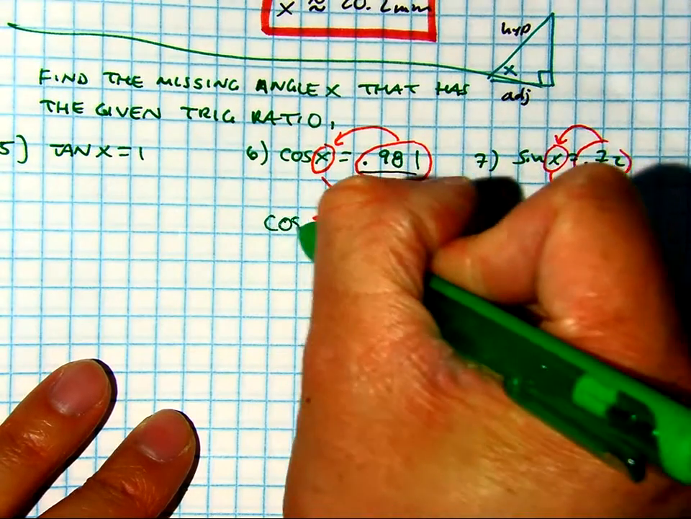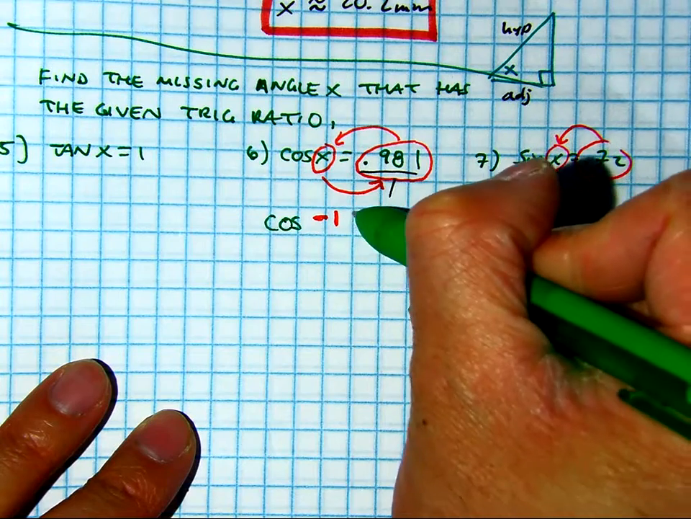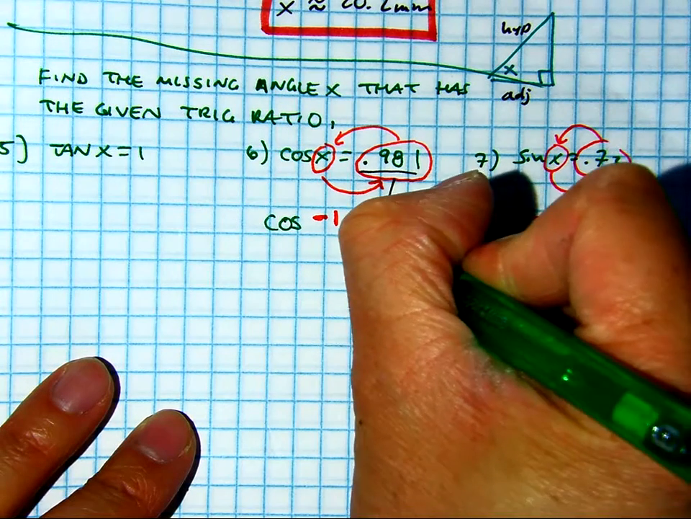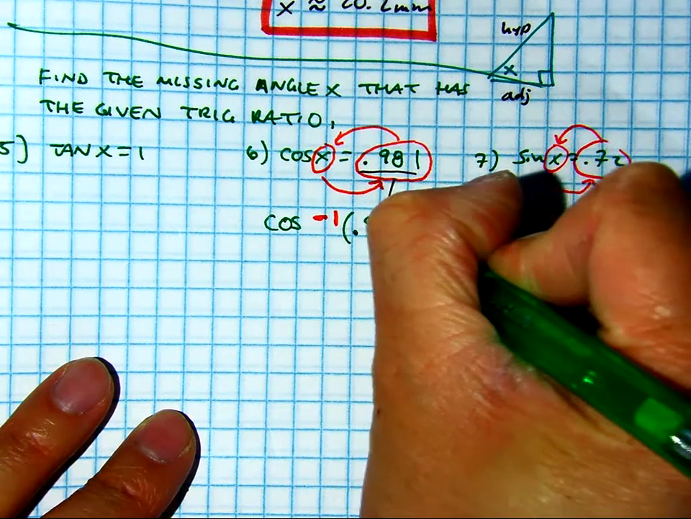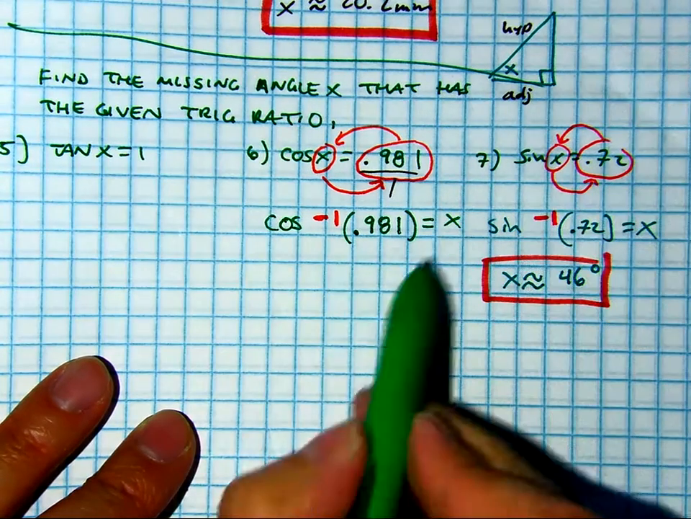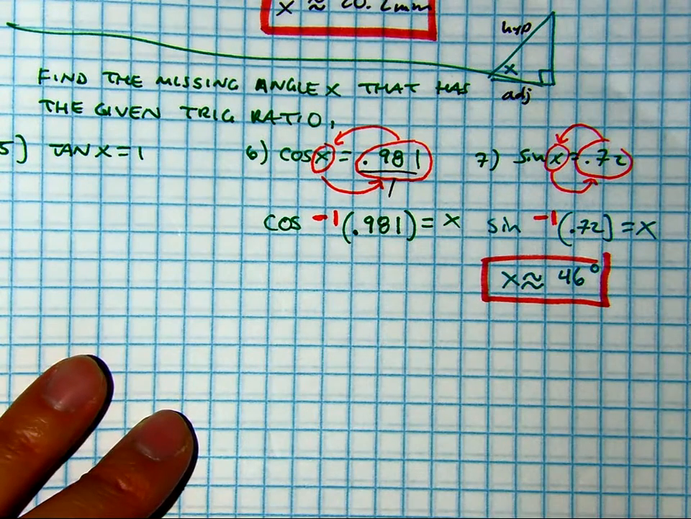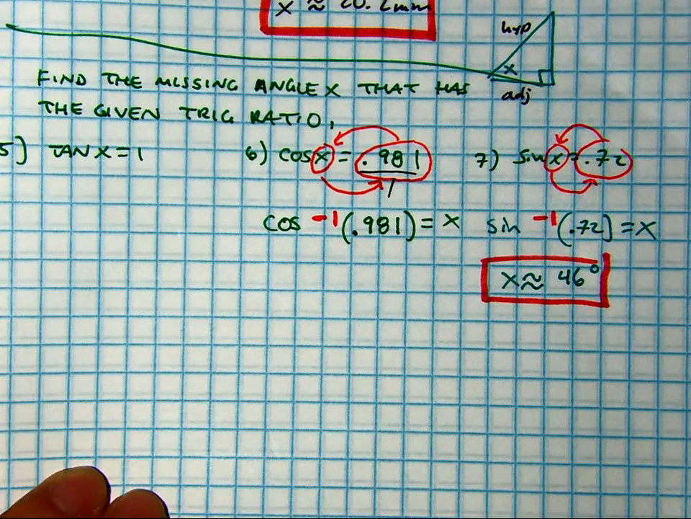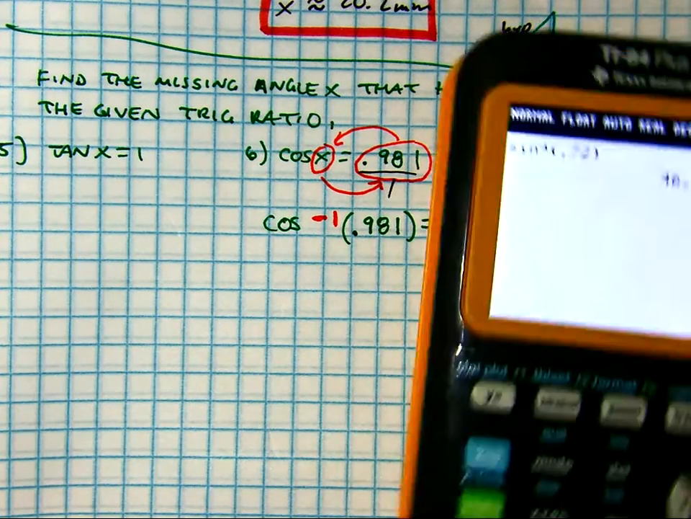Cosine inverse parentheses 0.981 equals x. Here I have a calculator ready equation, which I expect on all of your quizzes, tests, and homeworks. Let's put it in there.